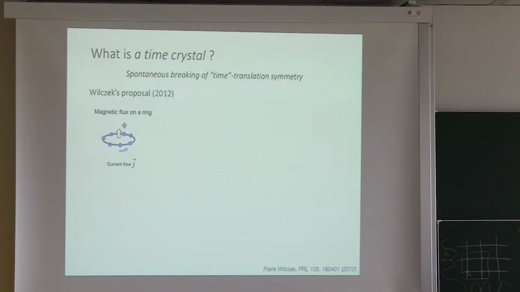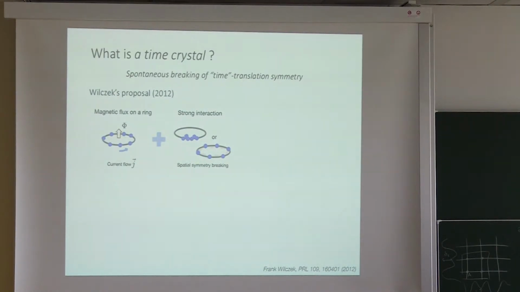Now, if you turn off this magnetic flux and instead turn on strong interactions, which can be attractive or repulsive, the system will try to minimize its interaction energy. With attractive interactions, it will try to bunch up all of the particles at one location, and with repulsive interactions, have them be as far away from each other as possible. And so there will be some spatial symmetry breaking involved.